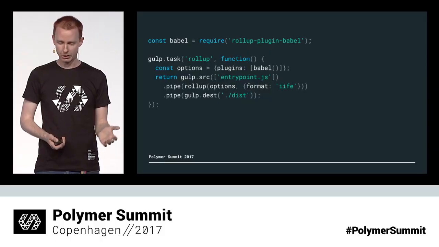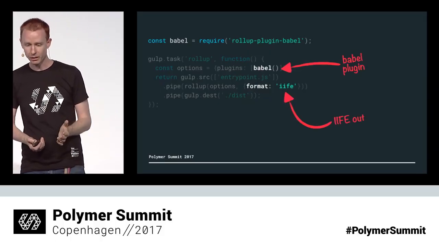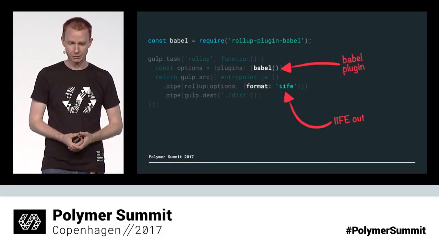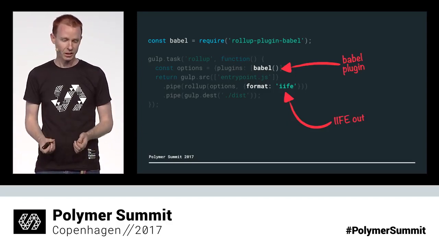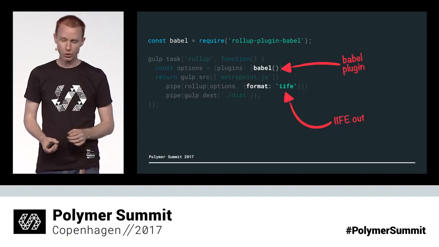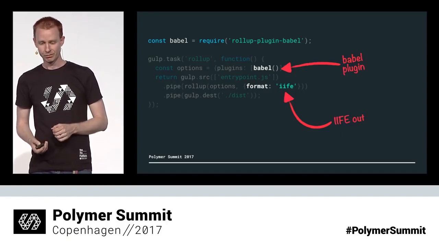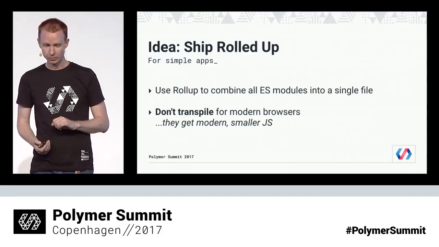And the config file looks a bit like this. We've all seen something like this probably. But I want to focus on 2 main things. We include the Babel plugin to actually do the transpilation for us, and we tell Rollup to give us an IIFE out. And I'll come back to this later.